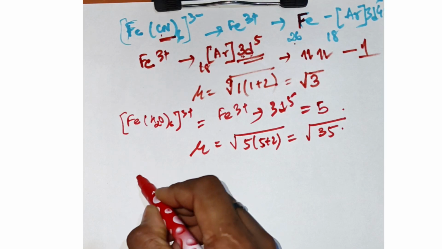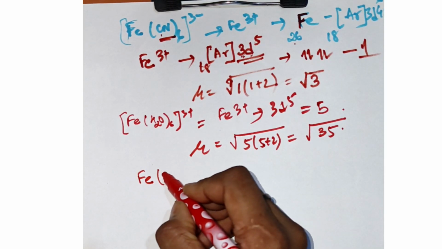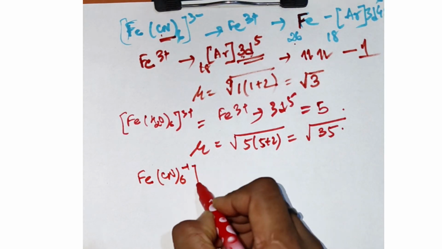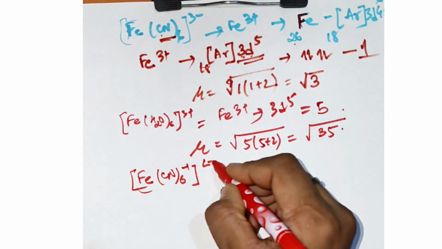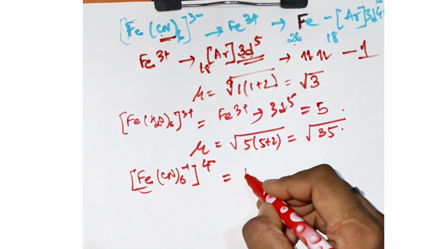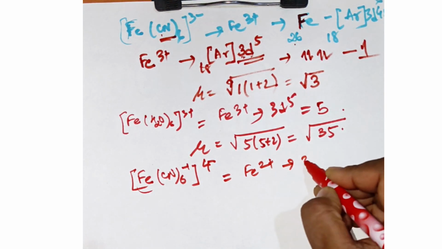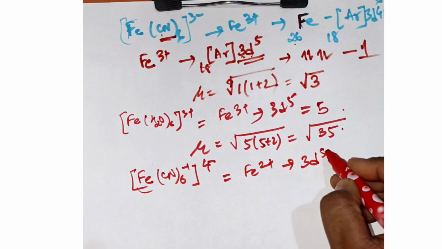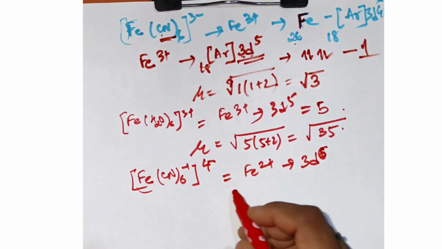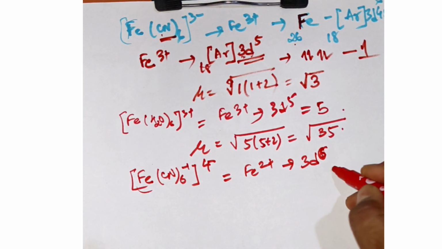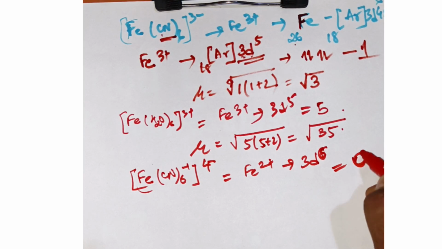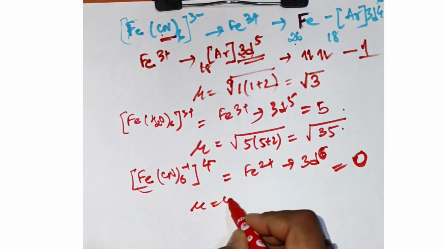Okay, so next comes your Fe(CN)6 4 minus. So what happens, how many unpaired electrons? It is Fe2+, so it is 3d6. So how many unpaired electrons? 0 unpaired electrons. The number of unpaired electrons is 0 in this case, so the magnetic moment is 0 for this.